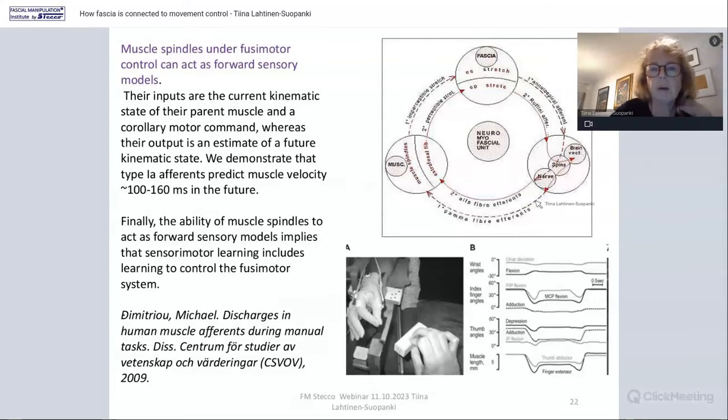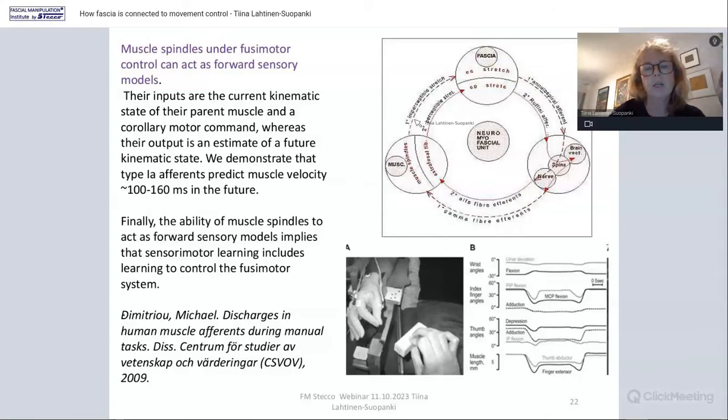So we remember that when we aim to do a movement, when we think of the movement, then the gamma motor neurons activate the intrafusal fibers. And that intrafusal fiber activation is changing a little bit, tensioning the muscle spindle. And remember, we have 50,000 muscle spindles in our body. We can say it's almost one muscle spindle per motor unit.